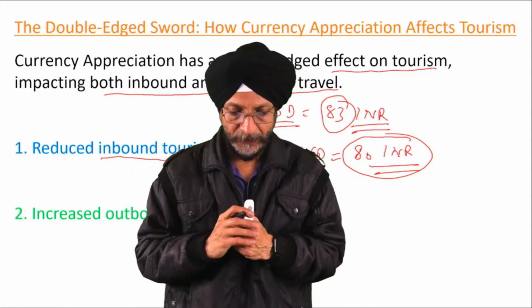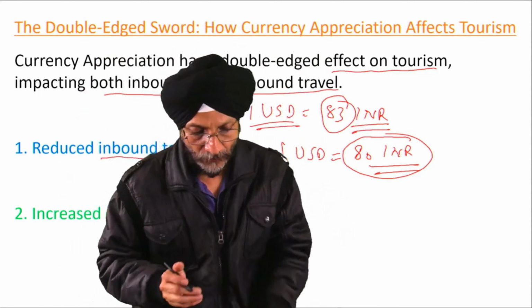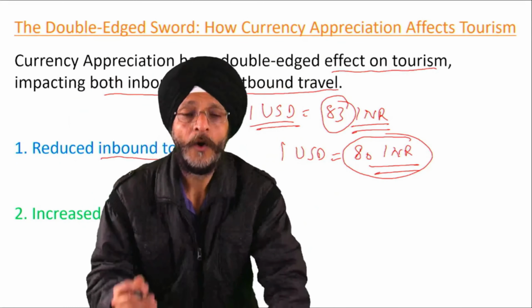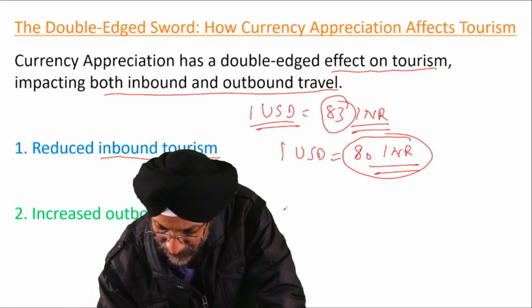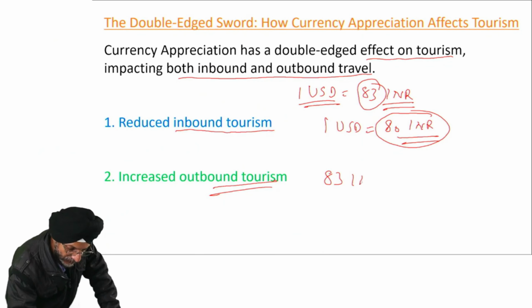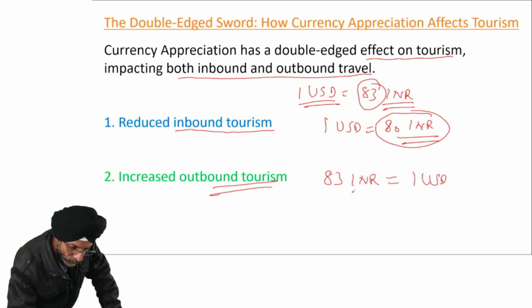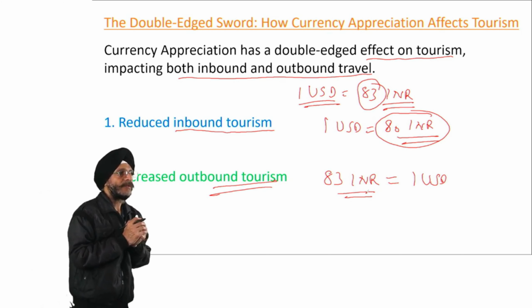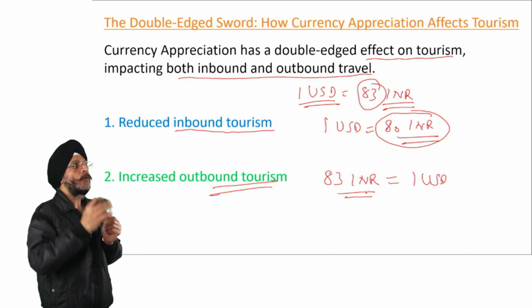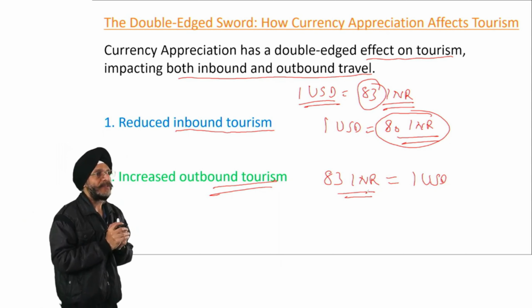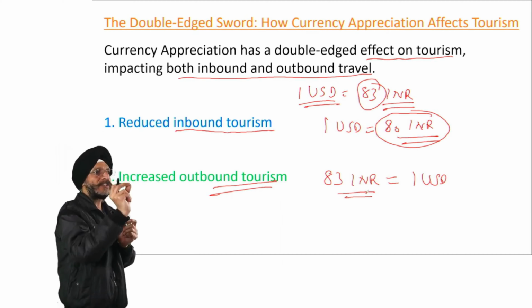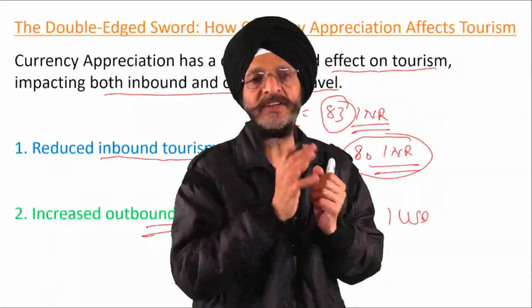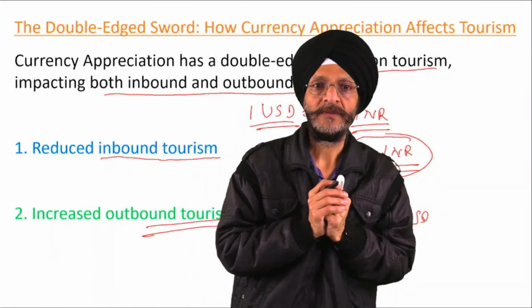In other words, it makes international travel more affordable. How does it happen? Suppose at present 83 Indian rupees is equal to $1. So if an Indian wants to go abroad, say to the USA, to get $1, he will have to pay 83 rupees.